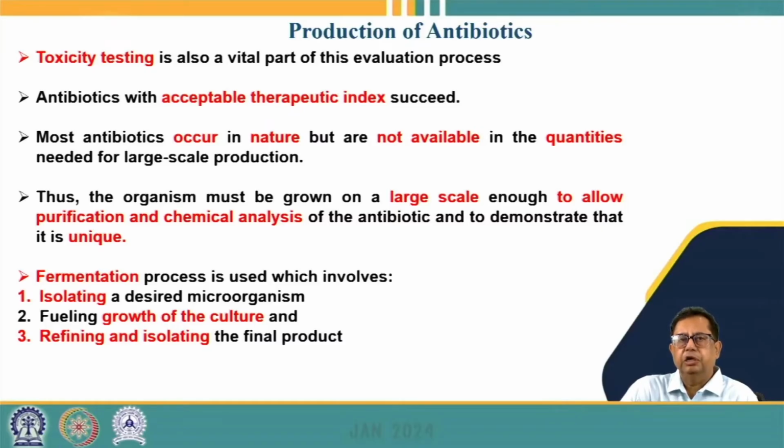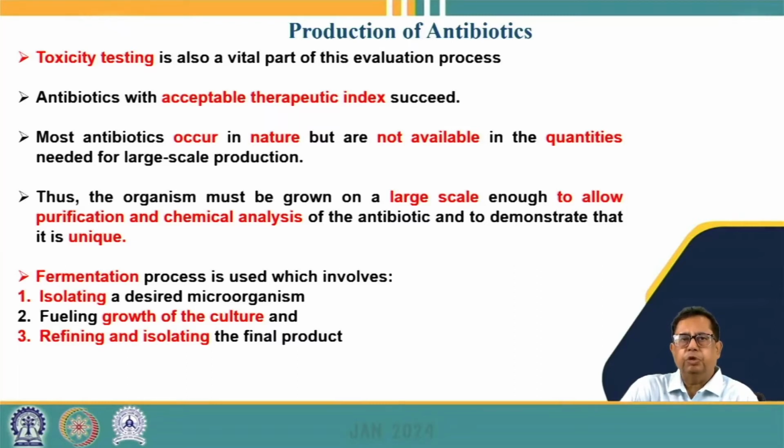So in that case, the microorganisms which are producing the antibiotics have to be grown on a large scale, where we can produce it on a larger scale. We can have a high amount of the antibiotics produced, so that further purification of that antibiotic as well as the chemical analysis can also be done, and we can demonstrate that such an antibiotic which is being produced is unique in nature.